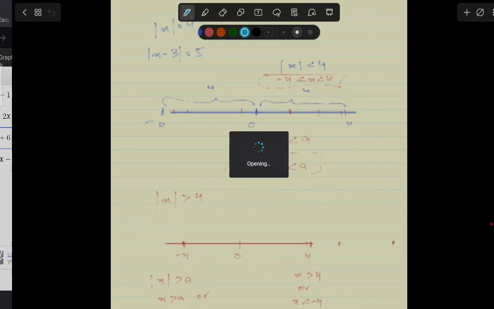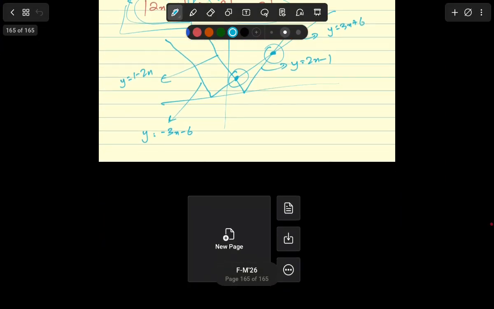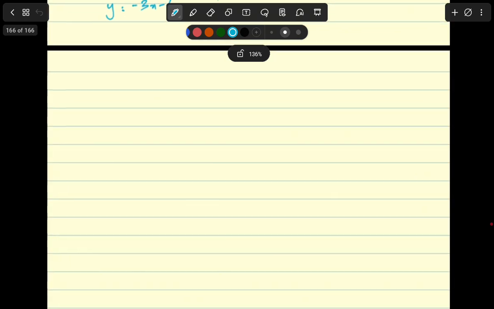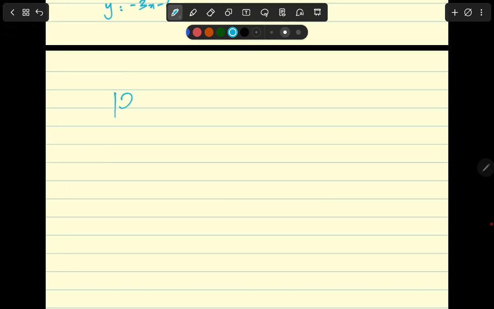Okay, now let's come back. The best approach will be to square both sides in this one. Because this is modulus of 2x minus 1 greater than 3 times modulus of x plus 2, we square both sides. Both sides are modulus expressions, so both are non-negative, and squaring will not create any extraneous solutions. An extraneous solution is a fake solution that appears during the process of solving an equation but is not actually valid. So let's square both sides.